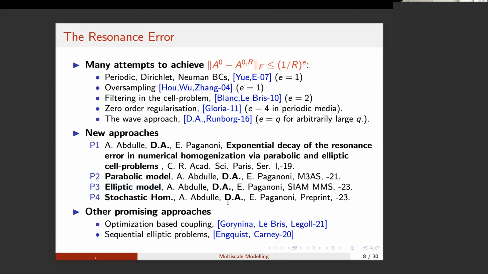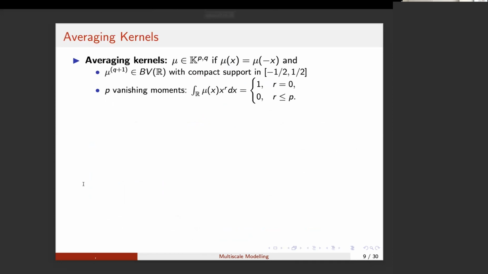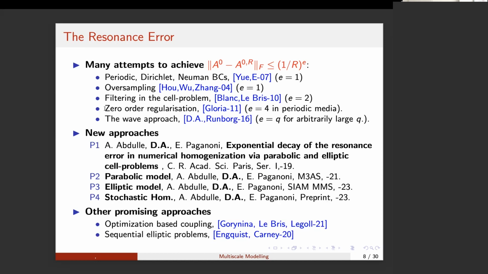Okay. So there are other promising approaches in the literature, but these are more recent, and they still lack high order convergence rates in any dimension. So this is the plan now. I will go through these two approaches, zero order regularization and the wave approach. Then I will mention our parabolic approach in one slide. And finally, this is where I want to finalize my talk: the elliptic models for obtaining high order convergence rates. By the way, in the new approaches we also have arbitrarily large convergence rates for this problem. So all these methods give arbitrarily large values for q.